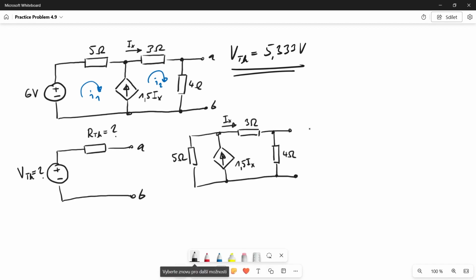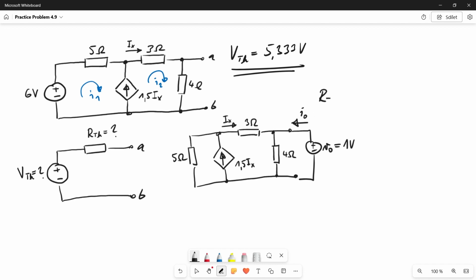So we have this circuit. Now, because we have this dependent current source here, we need to excite the circuit from the outside. We need to connect some external source. So let's connect this voltage source V0. And let's say that the voltage source has 1 volt. Now we need to calculate the current through this voltage source.